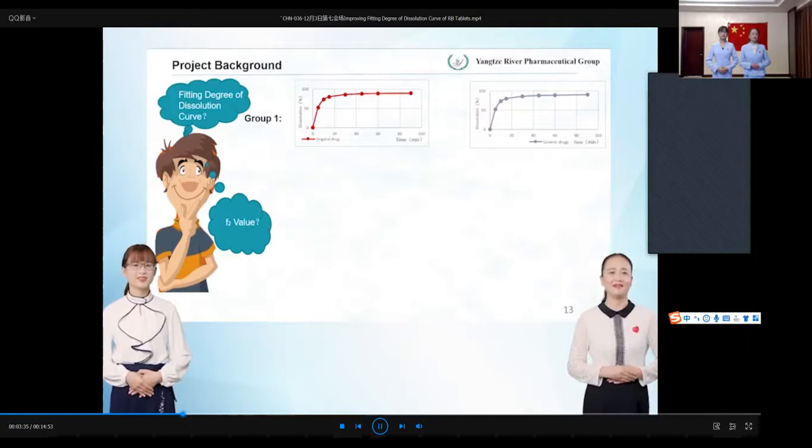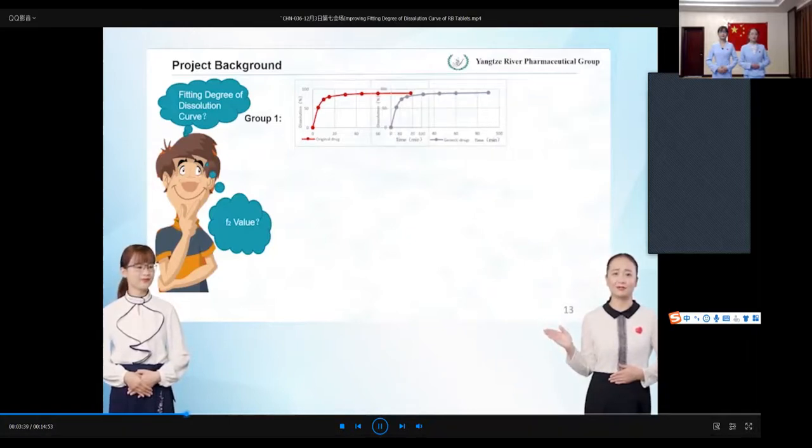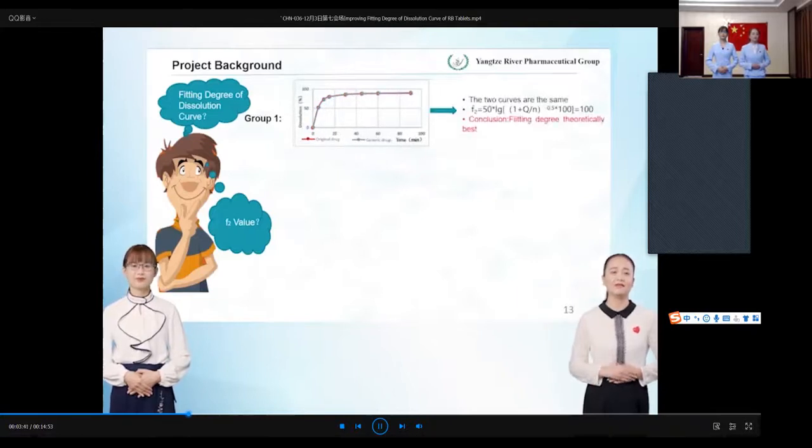Are these two dissolution curves the same? I think they are the same. Yeah, bingo! Therefore, the fitting degree is the similarity of these two dissolution curves. The F2 value is scientifically calculated through the formula to judge the similarity of these dissolution curves.